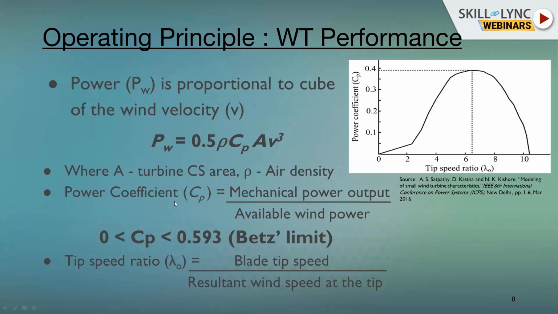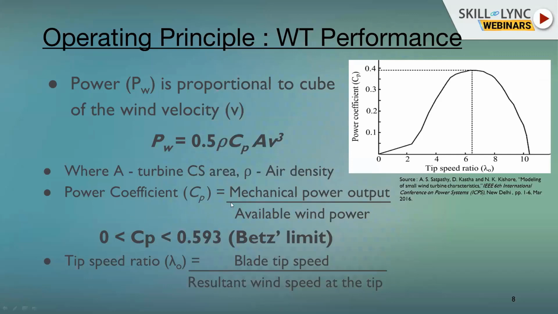What is the power coefficient? Power coefficient is nothing but the mechanical power output of the turbine divided by the available wind power. Whatever power is flowing in the wind cannot be captured by the turbine. If it happens so, then the wind will stop flowing. If Cp is 1, and all the power available in the wind is captured by the turbine, then the wind will not flow at all.